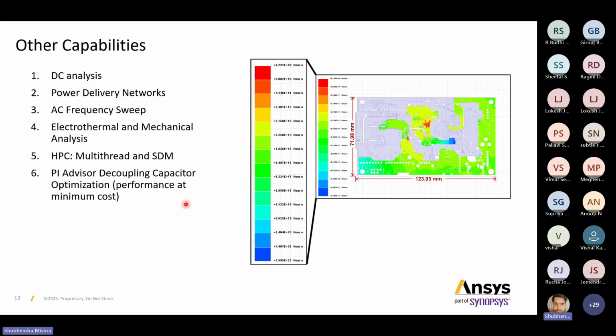PI Advisor basically deals with cases where, for example, you are using a resistor of a Samsung model. If you want to use other models also, you can directly extract those from our library and use them.